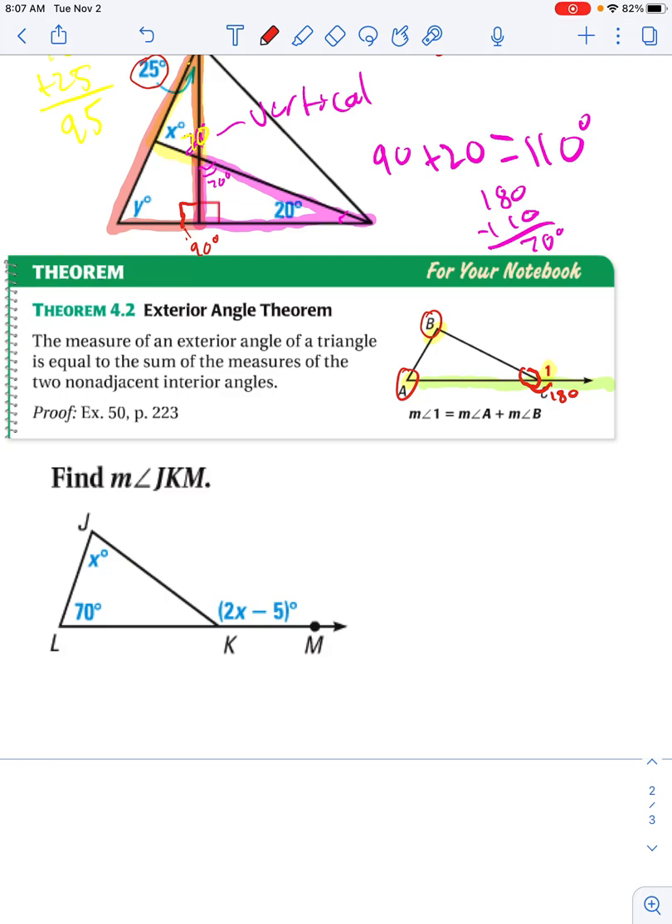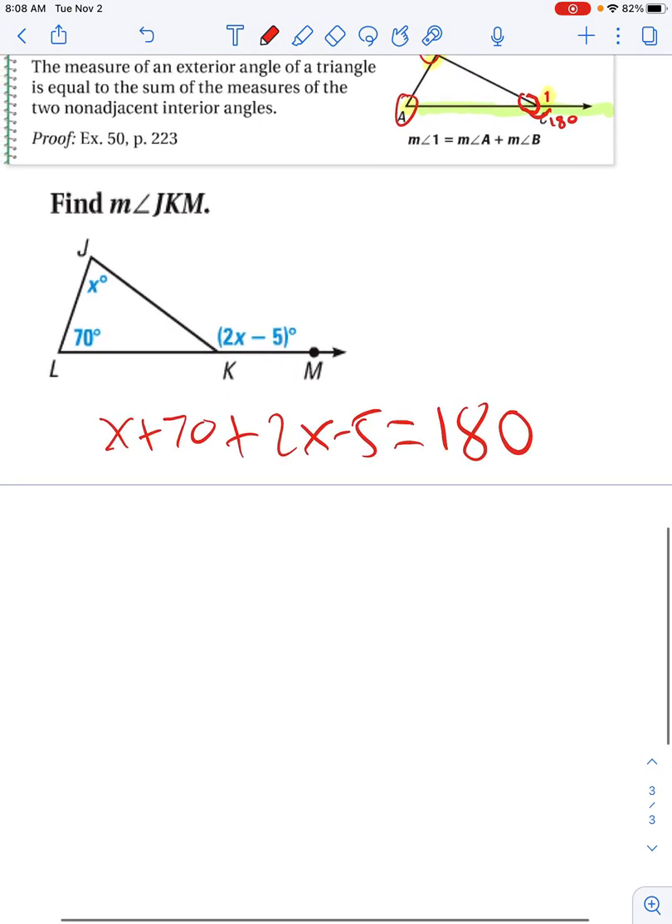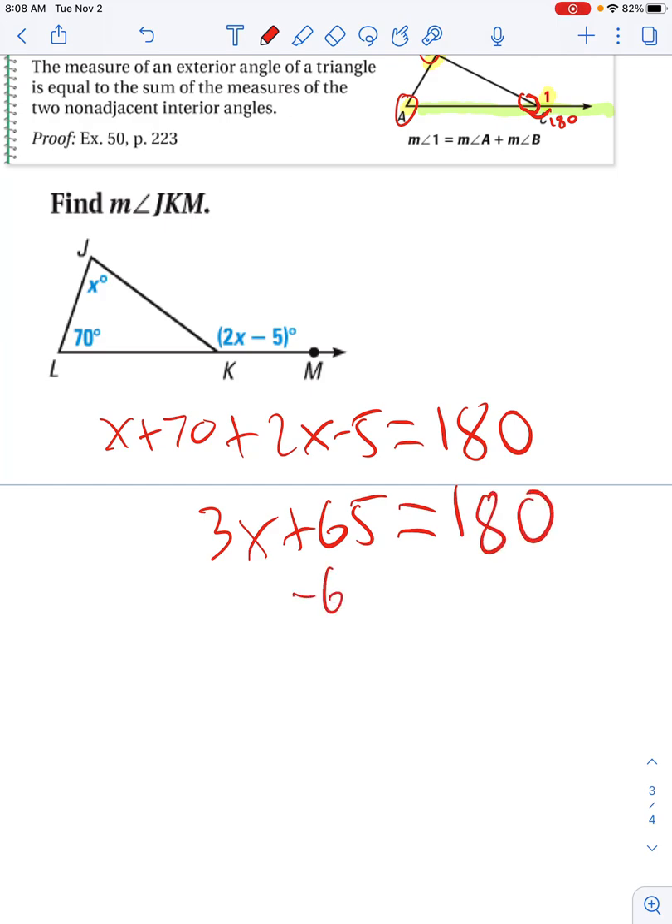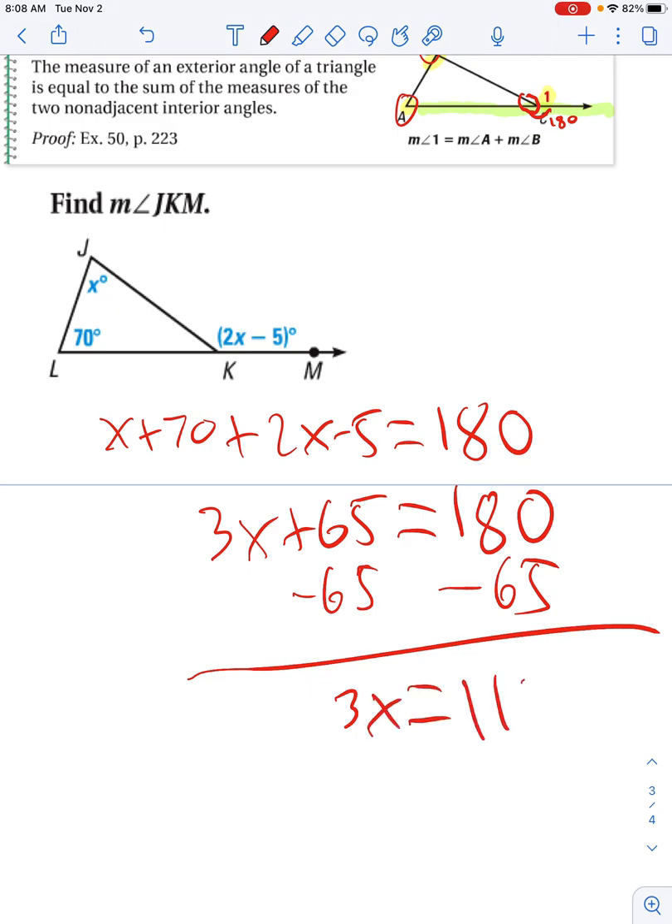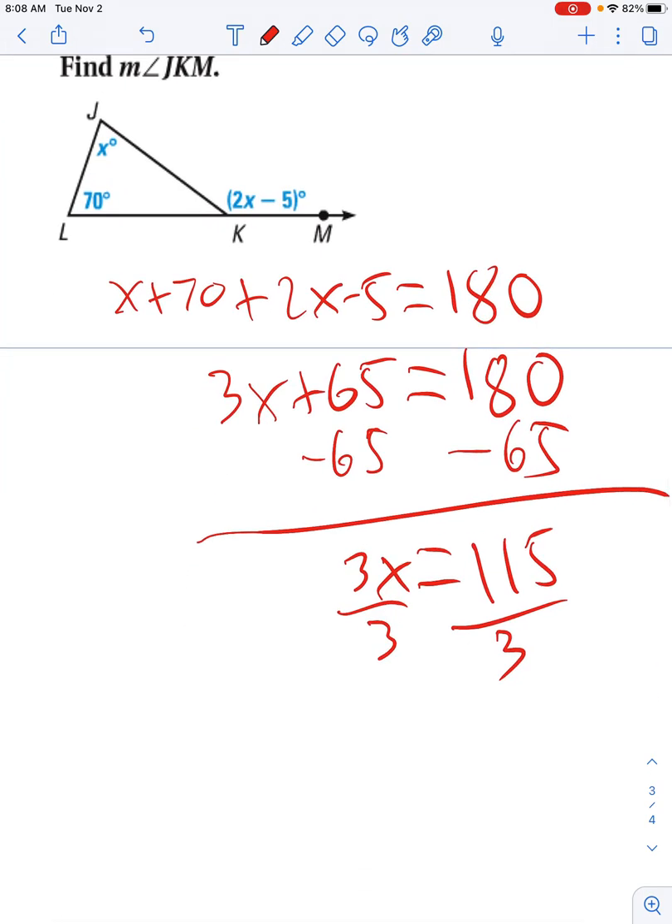So I've got these non-adjacent interior angles, x and 70. So I'm going to say x plus 70 plus my exterior angle, which creates a straight line. And I know that straight lines equal 180 degrees. 3x plus 65 equals 180. I'm going to subtract 65 and get 3x is equal to 115, divided by 3. And 115 divided by 3 gives me, let me just make sure I did that right, minus 65. Okay.